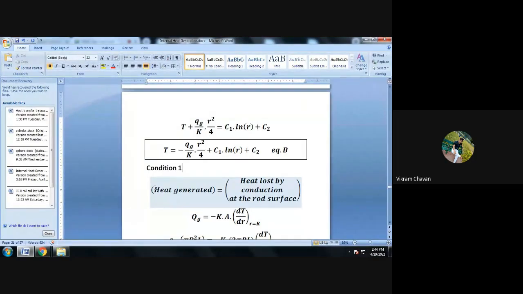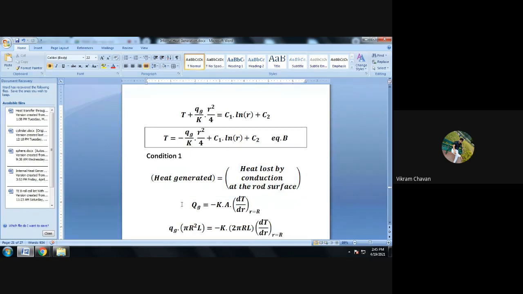So heat generated is equal to heat lost by conduction at the rod surface. So we can say that Qg, the heat generation per unit time, is equal to heat conduction to the rod surface. Rod surface center से कितने distance पर है? Which is equal to capital R. Capital R distance पर है.